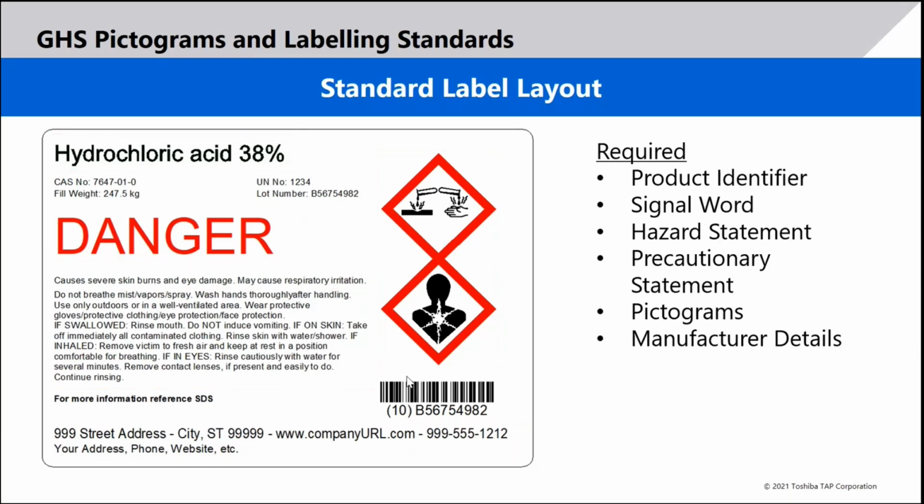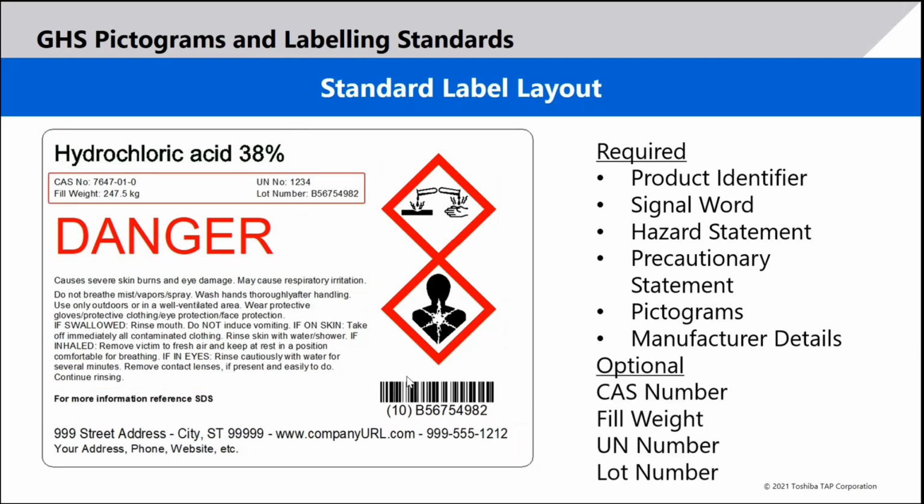Some optional components are the CAS number, from the Chemical Abstracts Service, which is primarily a US service, fill weight, UN number, which is a 4-digit number that identifies dangerous hazardous substances, lot or batch numbers, type of identification numbers and recall, even a barcode. If you're not selling this into retail, you don't necessarily need a barcode on there, but that's also something that is an optional item.